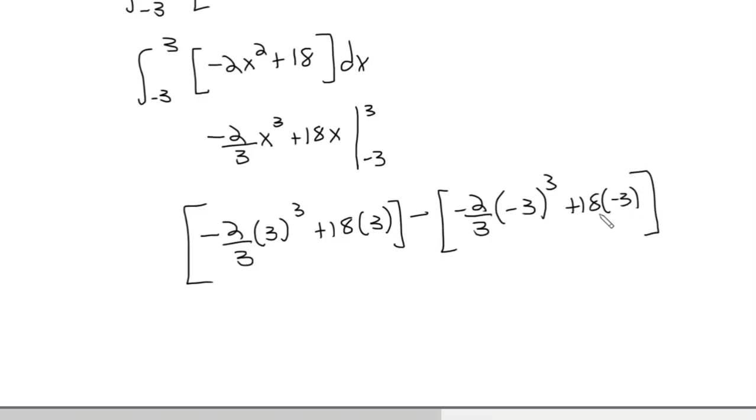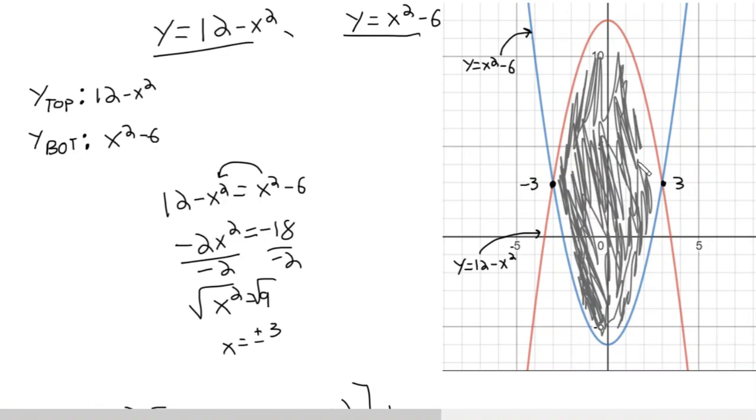And we really just have to solve this. So, if you plug this into your calculator, I'm going to do the first one. So -2/3 times 3 cubed plus 18 times 3. This is going to give me 36 right here. And then this next one, -2/3 times -3 cubed plus 18 times -3 gives -36. So 36 minus -36, that's going to give me 72. And that's my answer. So my answer is simply just 72. That's the area between these two curves. And 72 is a pretty big number, so that makes sense. This is a pretty big area.